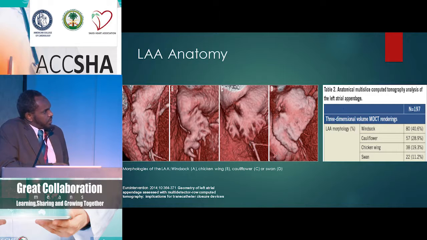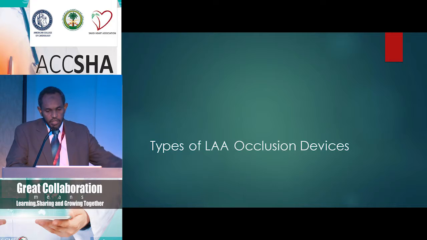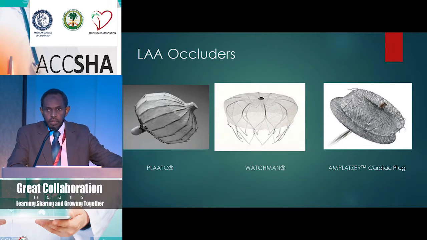And they looked at the prevalence of these appendage morphologies in a normal population of almost 200 patients. The windsock was the commonest, about 40% prevalence. Second was the cauliflower, about 30% prevalence. And then about 20% for the chicken wing and 10% for the swan. I think the other morphologies that have been described, the broccoli and cactus, are probably variants of this form of left atrial appendage morphology. So the types of the LA occlusion devices we currently have in the market, there's quite a few, and the technology is being developed and refined, so it will get better.